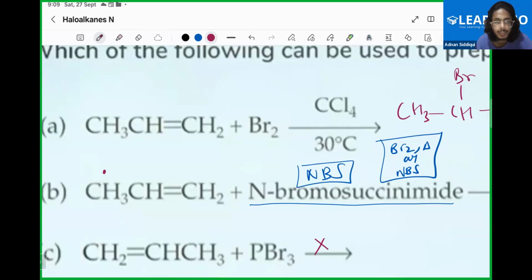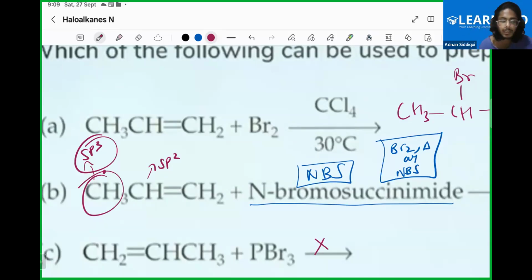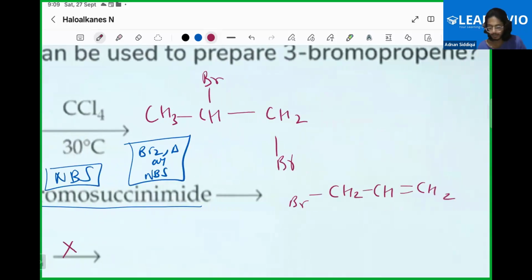Do you remember allylic halogenation? So this is sp2 carbon, and to this sp2 carbon, I have a carbon which is directly attached to it and is sp3 carbon. So this is my allylic position. So if I'm using NBS, NCS, or Br2 heat or Cl2 heat, then I'm going to get allylic halogenated product, and my double bond is going to remain as it is.